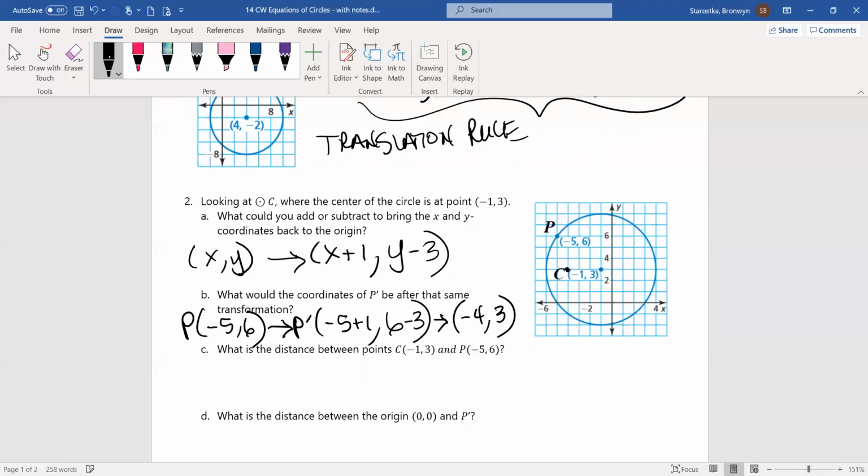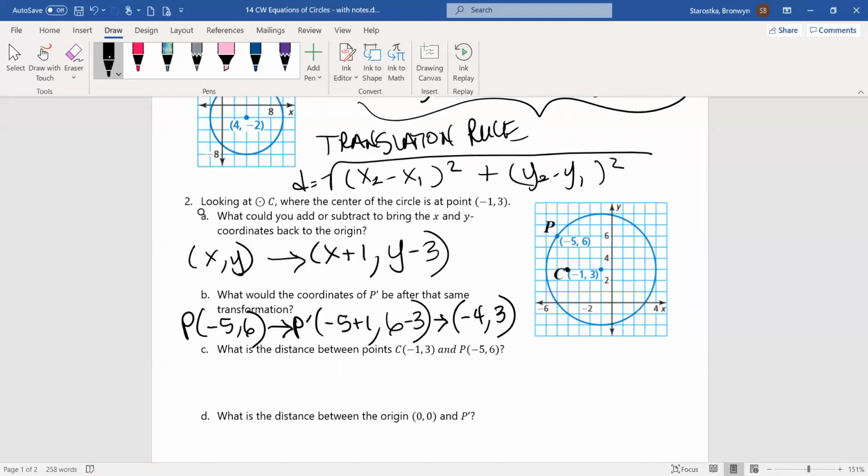What is the distance between the points? I'm going to go ahead and remind you of the distance formula up here. Distance equals the square root. Remember, this is an offshoot of the Pythagorean theorem. x2 minus x1, y2 minus y1. So what is the distance between C and P? D equals negative 5 minus negative 1, so that's negative 5 plus 1 squared plus 6 minus 3.